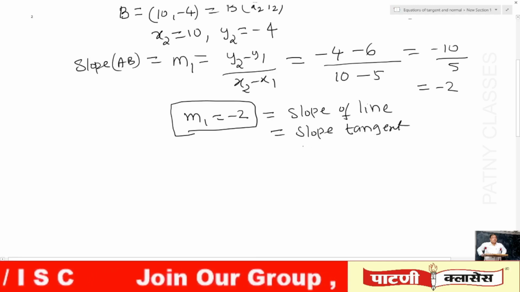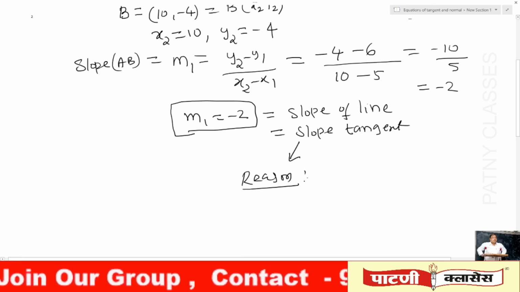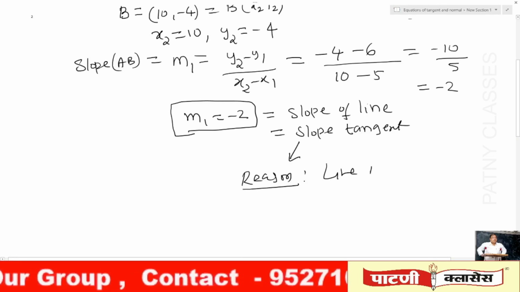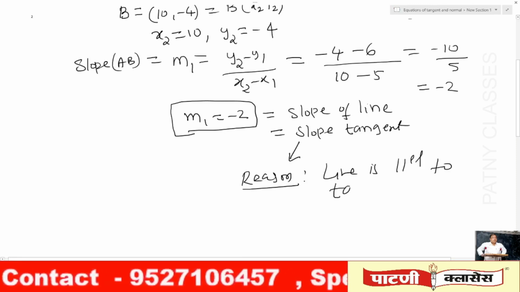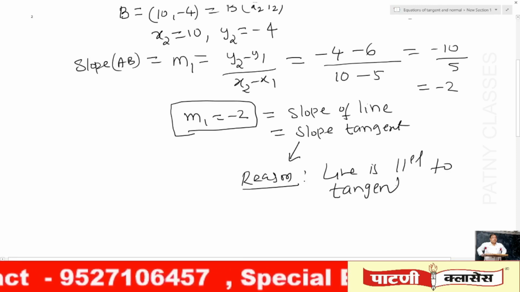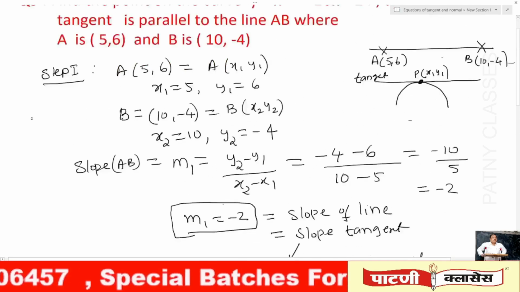What is the reason for this? The reason is that the line is parallel to the tangent. Therefore, the slope of the tangent is equal to the slope of the line. Now we go for the question.